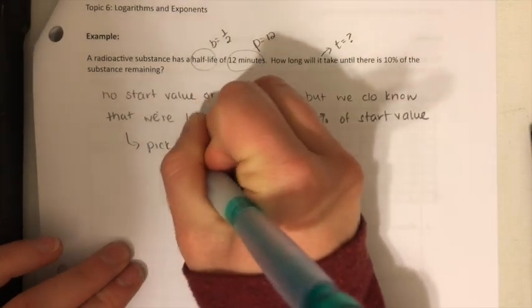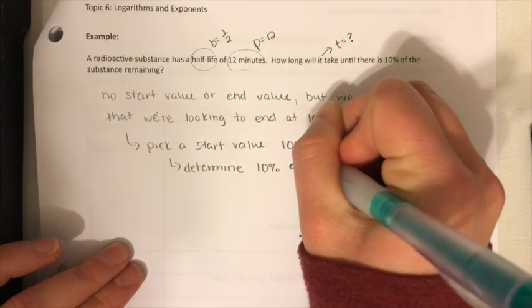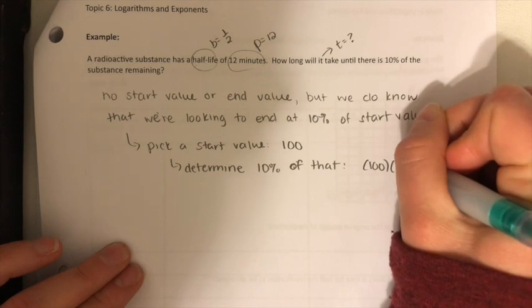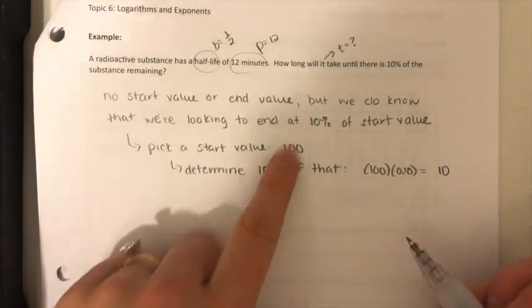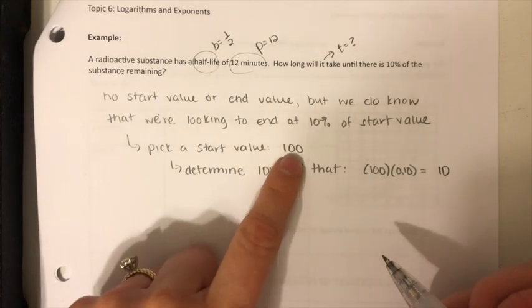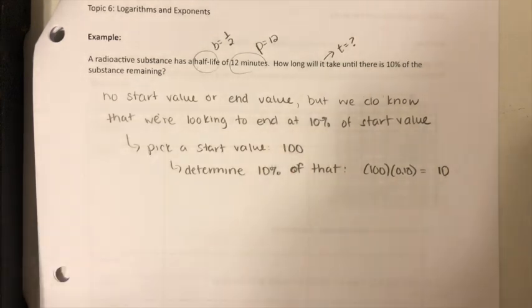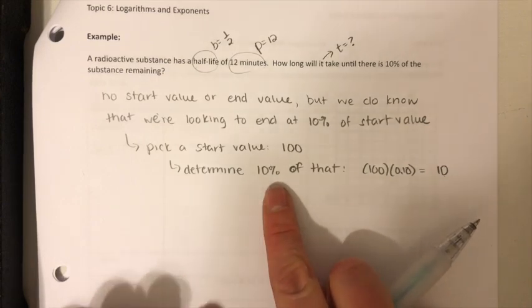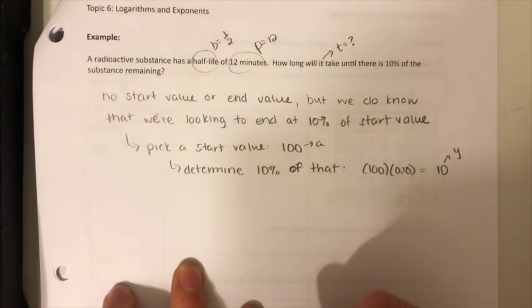Then we can determine 10% of that. So we're going to get 100 times 0.10, that 10%. So it's just going to be 10. So if we started with 100 radioactive substances, bacteria, whatever they are, 100 of them, 10% of them would be only 10 of them left. So we could do lots of different combinations. You get to just pick a value and then find whatever percent you're looking for. Okay, so now this is my A and this is my Y.